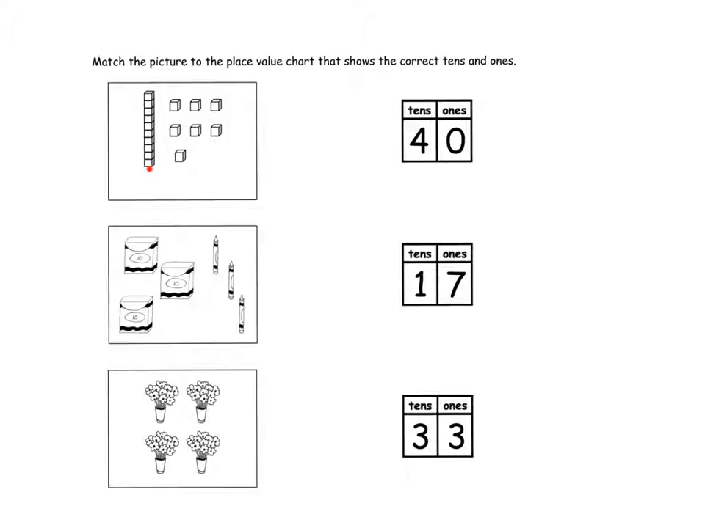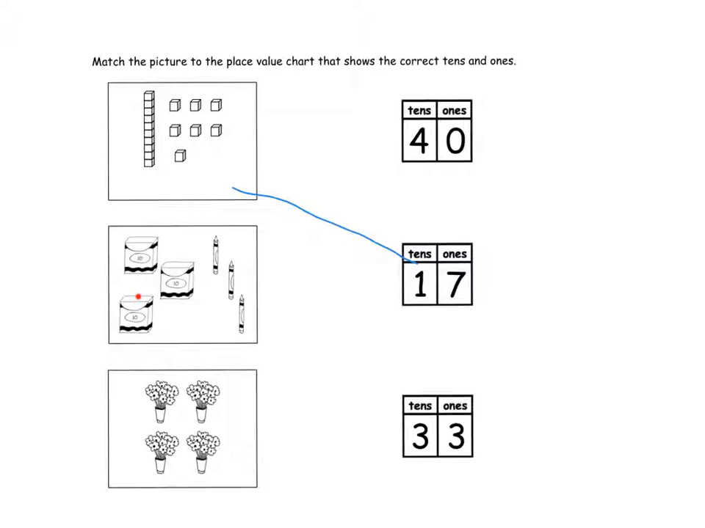If there is 1 in the tens position and 1, 2, 3, 4, 5, 6, 7 ones, then we need to find the place value chart that has a 1 in the tens position and a 7 in the ones position. And that would be this place value chart. So that means we need to write a line from that picture down to that place value chart.